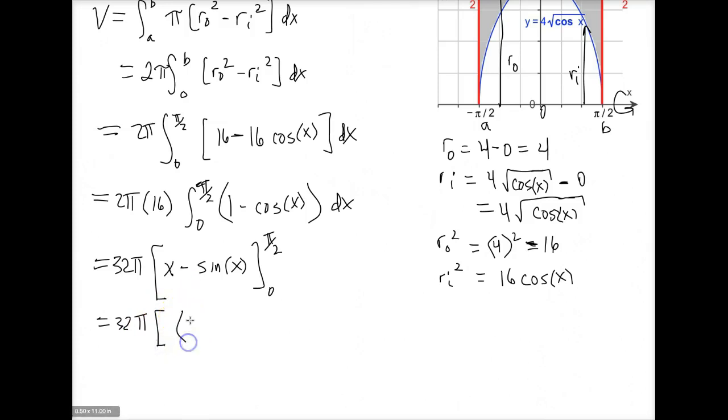So we start off with pi over 2 first. So that's pi over 2 minus sine of pi over 2. Minus, and then if we plug in 0 for both x and sine x, we get 0. Okay. And so we know that sine of pi over 2 is just 1.